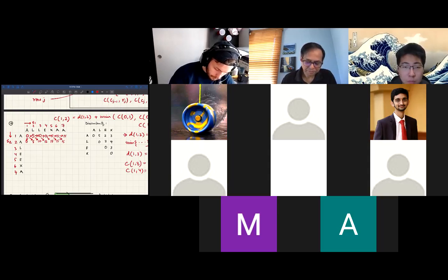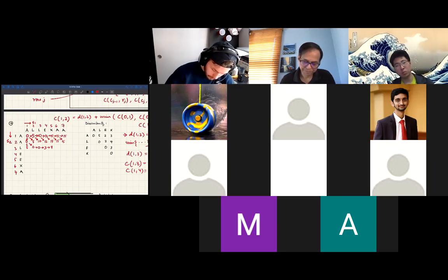Next, this one, 3,1. Now quickly fill up. This is easy. 5, 5. This one, 0, 0. Where should the arrow come from? Diagonal. Correct. Keep going. 0 comes from left. Then 3 comes from left. 7 comes from left, because L and X is 4. 4 plus 3 comes from left. Keep going. 12 comes from left. Very good. And then 17 from left.